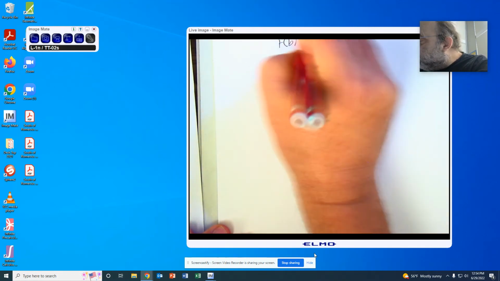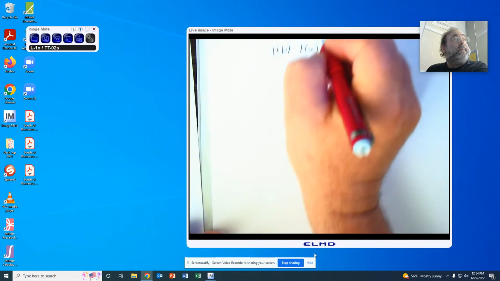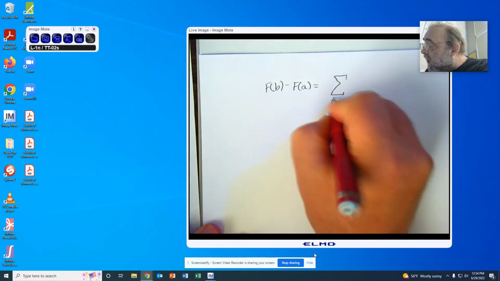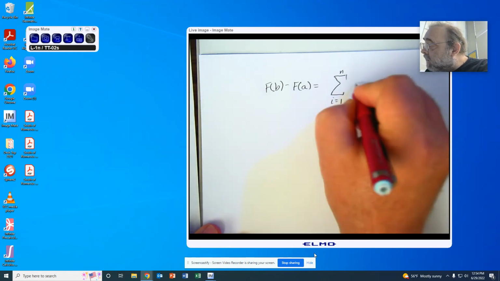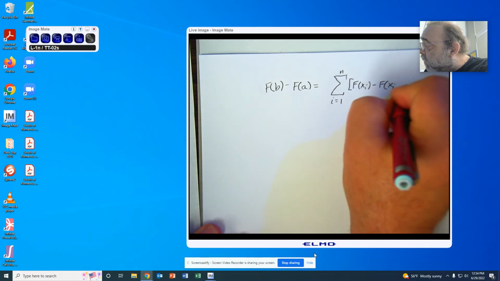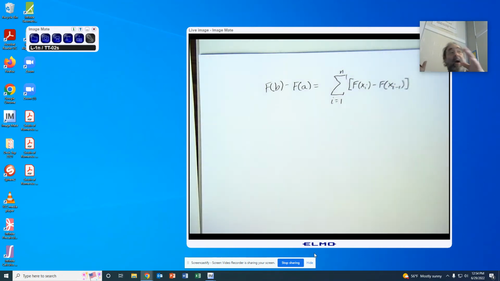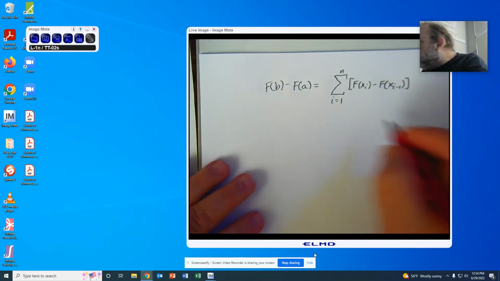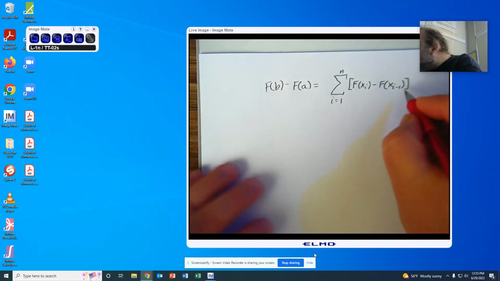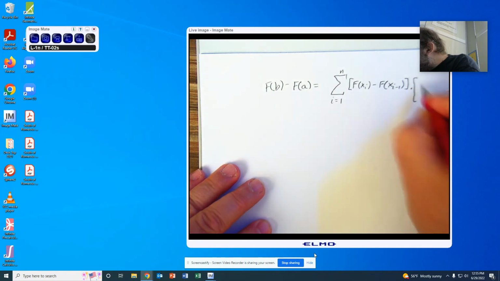F of b minus f of a is equal to the summation as I goes from 1 to n, and we now have this f of x sub I minus f of x sub I minus 1 using our generic middle term. Well, look how close we are. I'm just going to go ahead and multiply by x sub I minus x sub I minus 1 over itself.